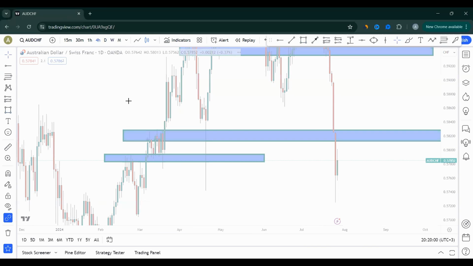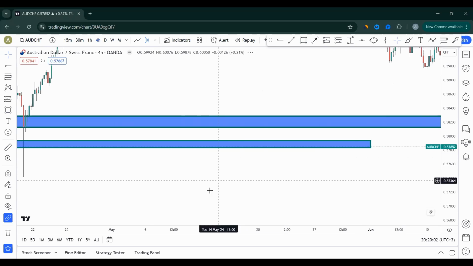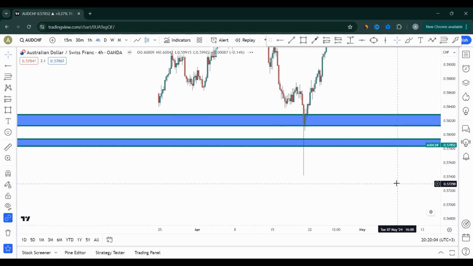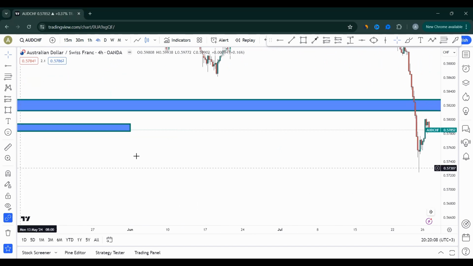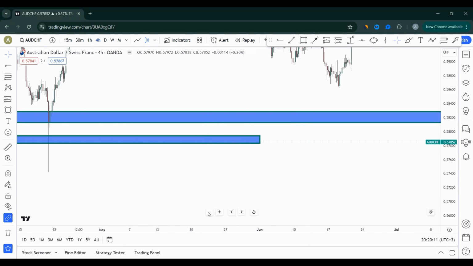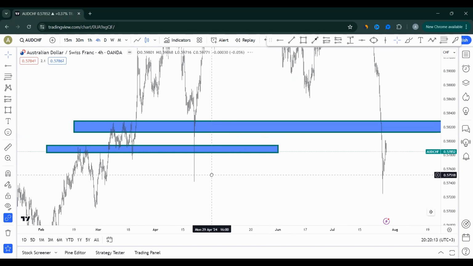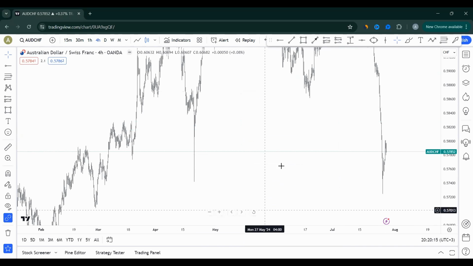So I went further and checked in H4. Maybe there's a false breakout, because whenever there's a false breakout, price will always come. But still, the price closed above there, right? So that's why AUDCHF also, I'll be waiting for it to go back, right?